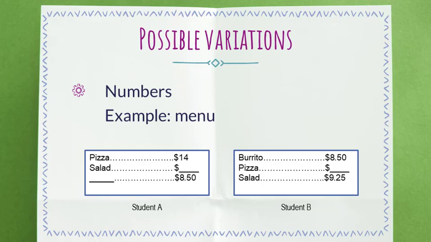One thing you may notice here is that I did not keep them in the same order. And that is to prevent students from simply asking each other, what's the first number? What's the second number? What's the third number? That doesn't work if the items are not in the same order. So now student A, for example, would need to ask, how much does the salad cost? Or what's the item that costs $1.50? And then student B would be able to help them out.